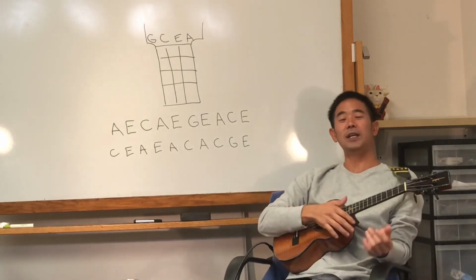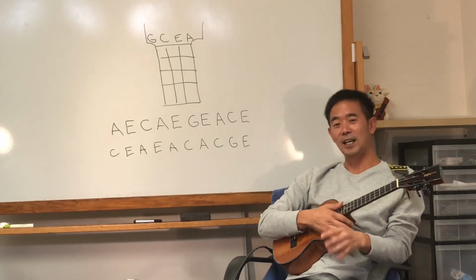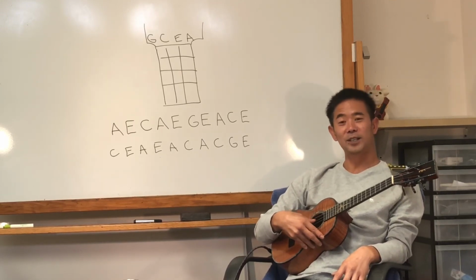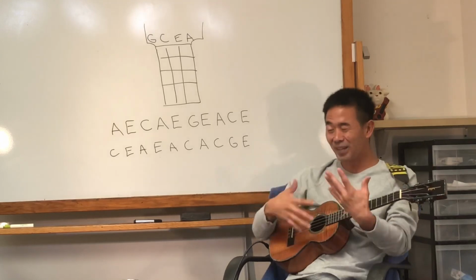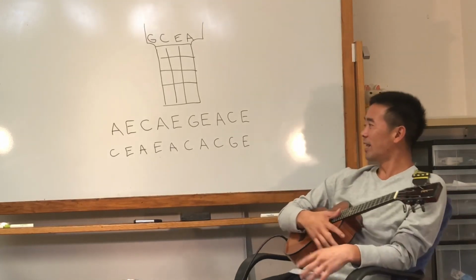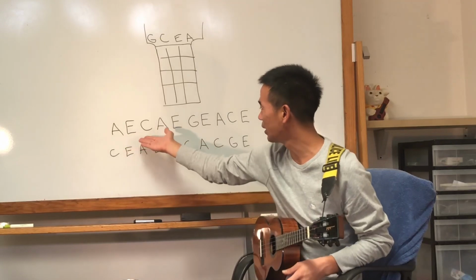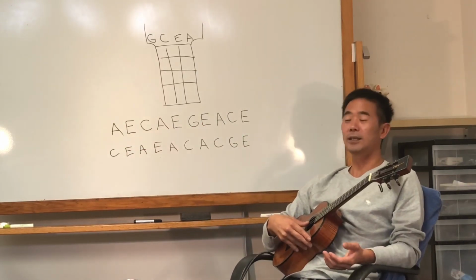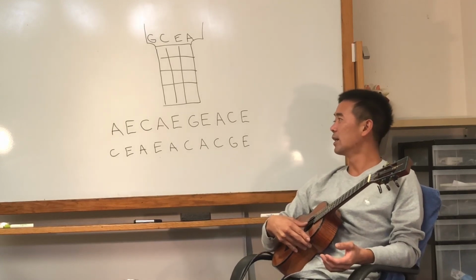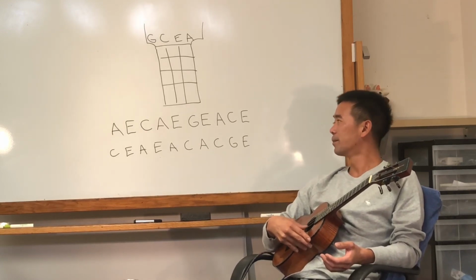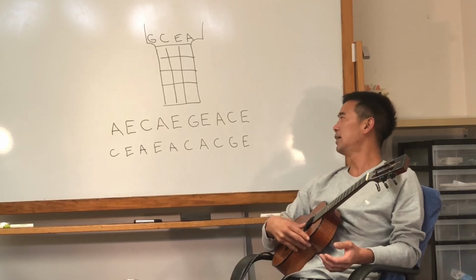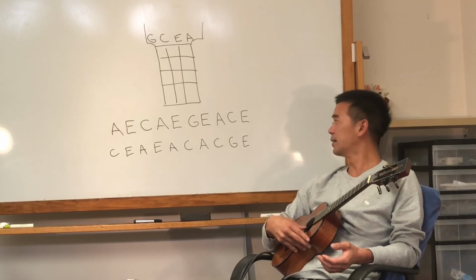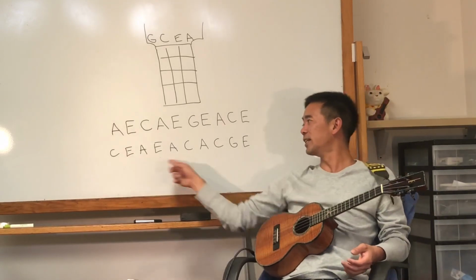You can remember the phrase, good cooks eat a lot. Good cooks eat a lot. Try to take a minute, get that in your head. And then we're simply going to practice picking the different strings. So A, E, C, A, E, G, E, A, C. And then we'll continue later.